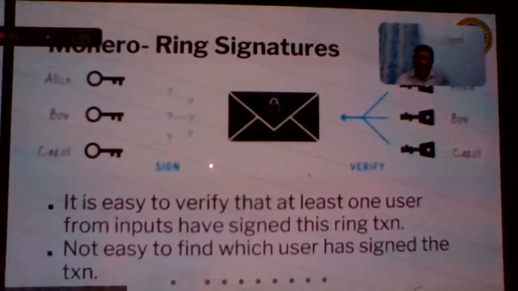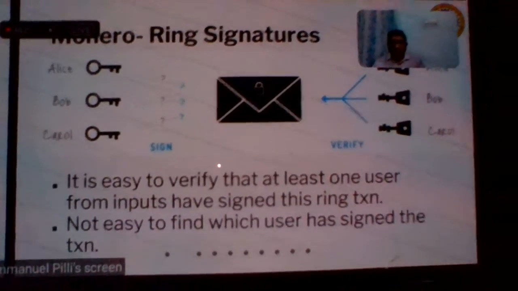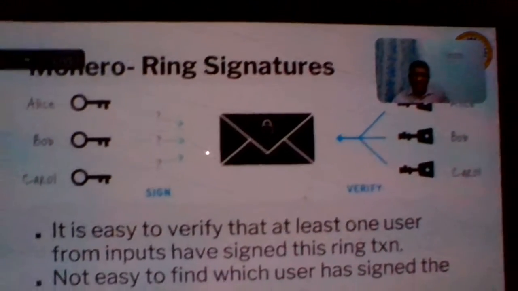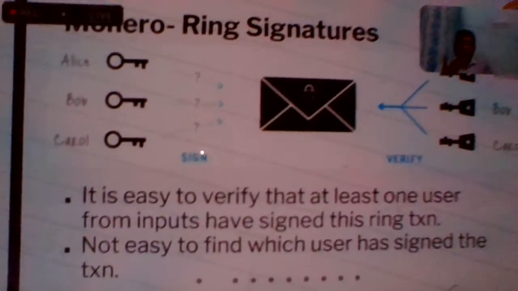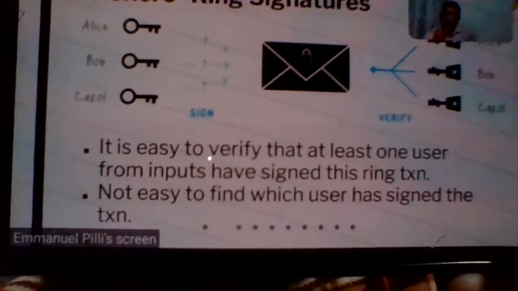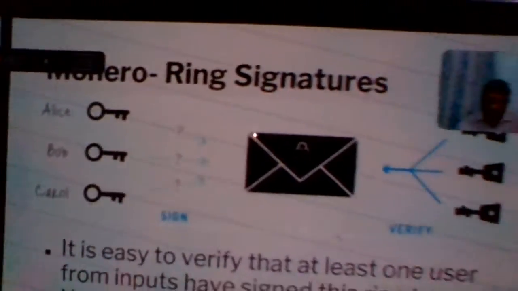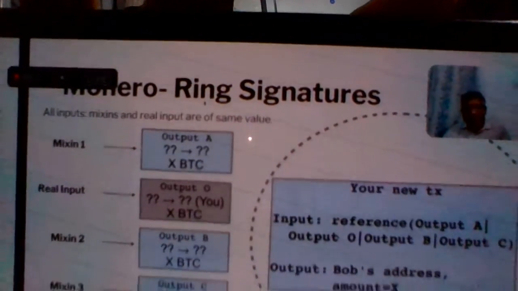What is a ring signature? It is easy to verify that at least one user from the inputs has signed this ring transaction, but not easy to find which one has signed. That is the problem. Four people are going in, four people are reading it, only one person is the valid one, but who is that one person? We don't know. That is the advantage of a ring signature.